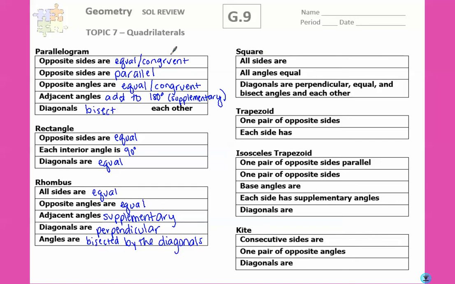Squares follow all of this, so all the sides are equal, all the angles are 90 degrees, and the diagonals are perpendicular, equal, and bisect the angles and each other. A trapezoid has one pair of opposite sides that are parallel, and each side has supplementary angles.